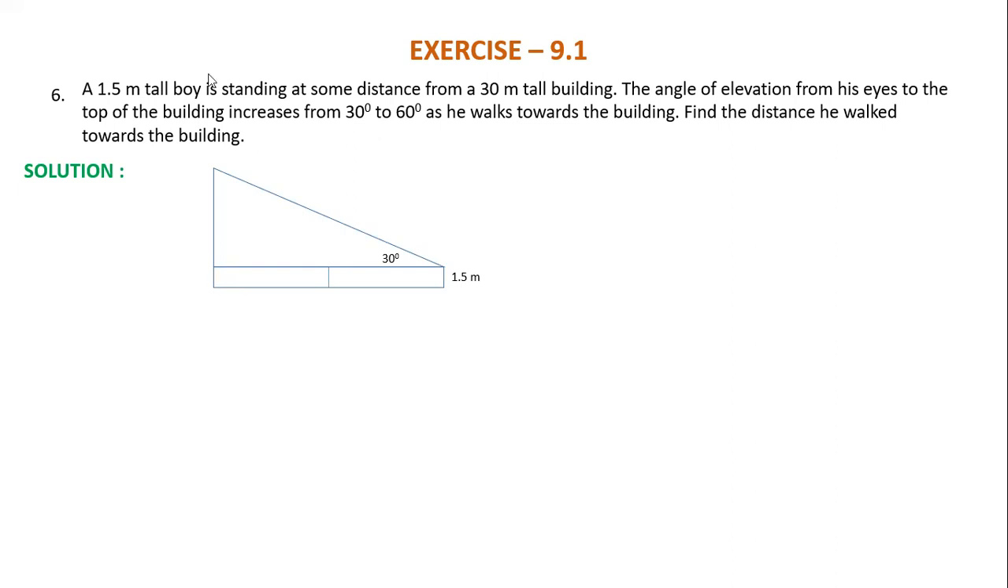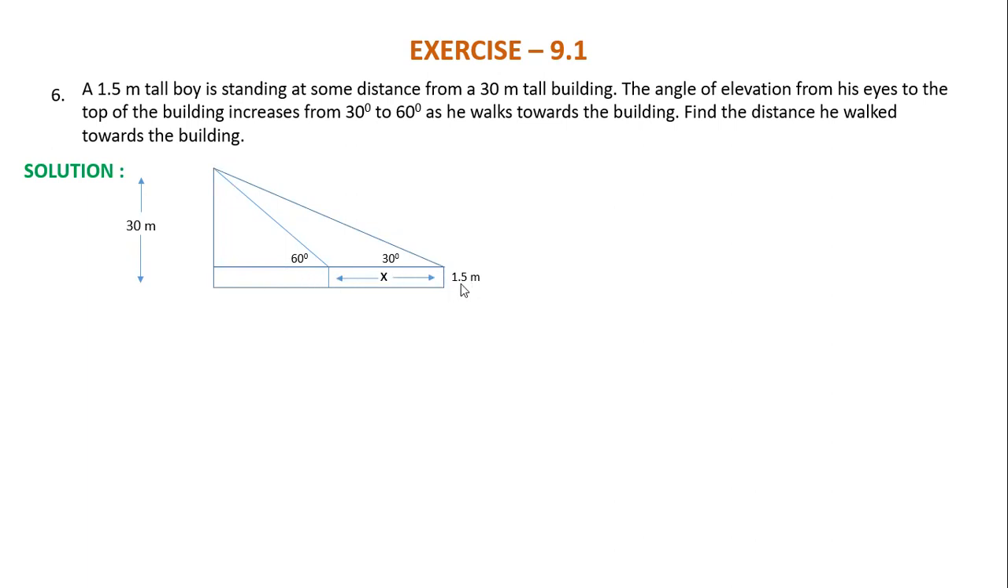From here he walks up to this point, and from here he again measures the angle. He measures the angle to be 60 degrees. He was here, he measured the angle as 30 degrees, and then he walked towards the foot of that building. From here, again he looked at the building, again he found the angle as 60 degrees. The total height of the building is 30 meters. But from here to here, it is 1.5.